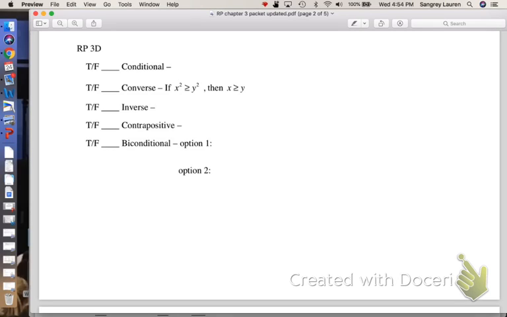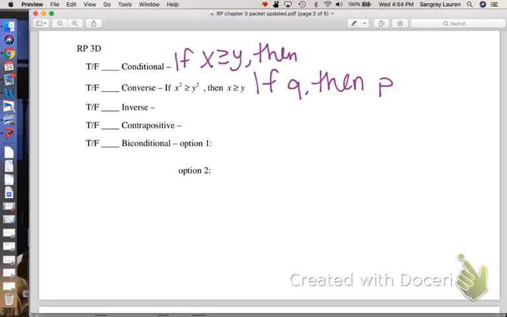Here is our review problem. So we had to practice writing out our statements. This time, the first one they gave us was the converse, and we know that that is if Q, then P. So to go back to the conditional, we have to switch it back. So this would be if X is greater than or equal to Y, then X squared is greater than or equal to Y squared.